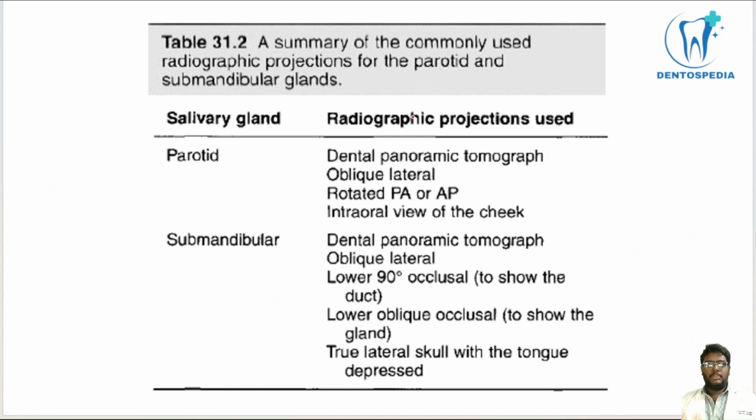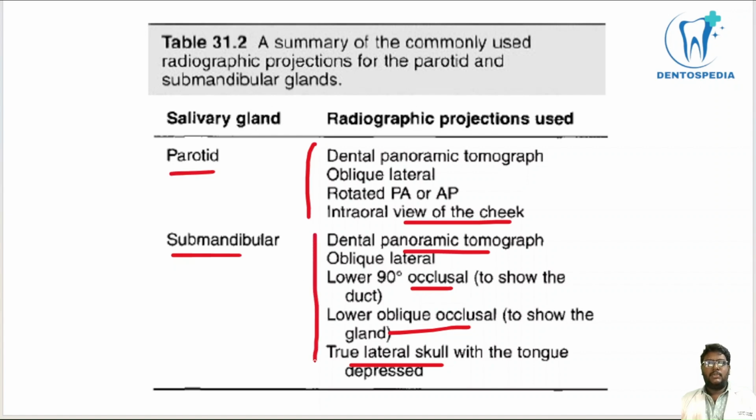And these are the common radiographic projections used for salivary gland disorders. For the parotid gland, we commonly use panoramic radiograph, oblique lateral, rotated posterior anterior or anterior posterior radiograph, and intraoral view of the cheek. For the submandibular gland, panoramic radiograph, that is OPG, and oblique lateral can be used, lower 90 can be used, occlusal, it is a type of occlusal radiograph, lower oblique occlusal radiograph can be used, true lateral skull view with tongue depressed. Okay, these are the projections which we can use based on the type of gland.